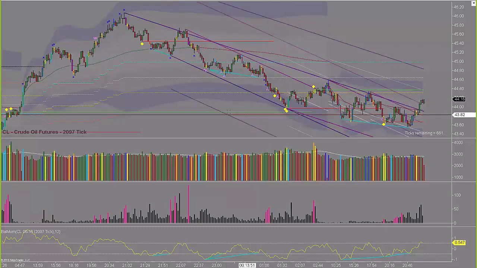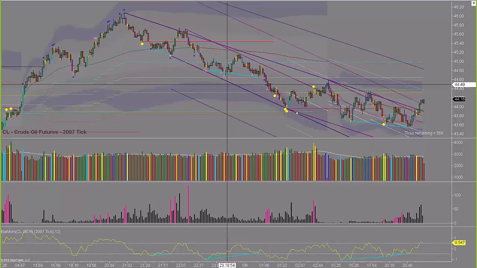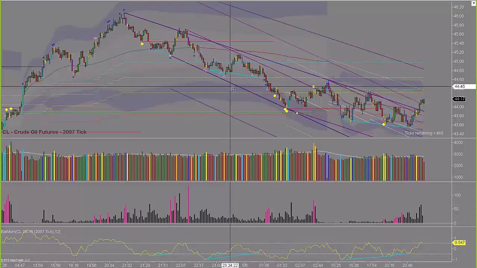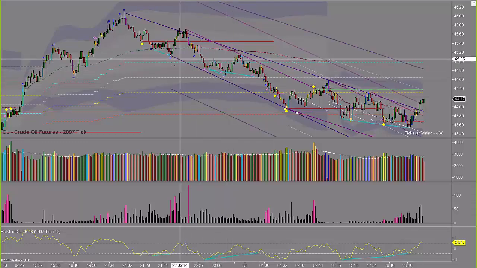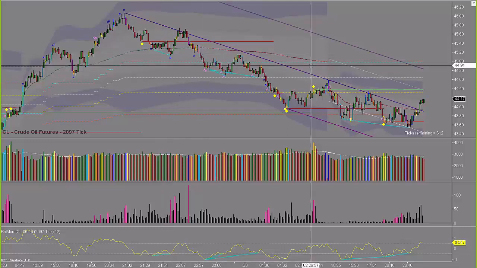But it all just comes down to practice. And learning market geometry is just spending time in front of the screen, drawing lines and seeing where it works and where it doesn't work. That's probably the best advice that I can give you.